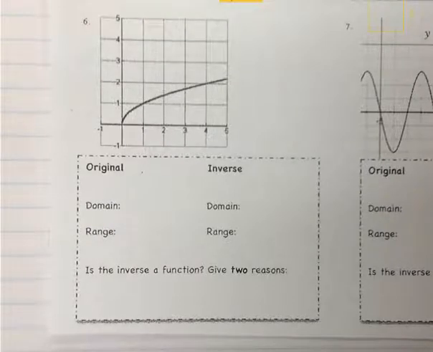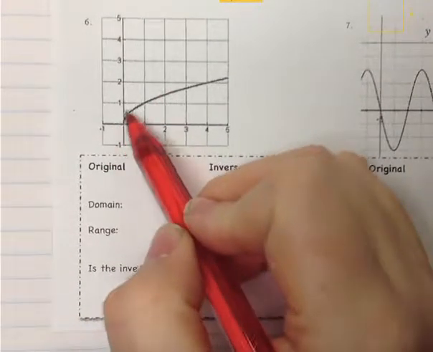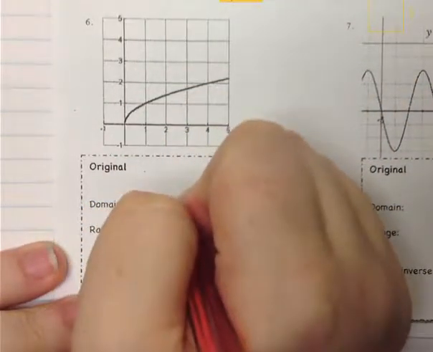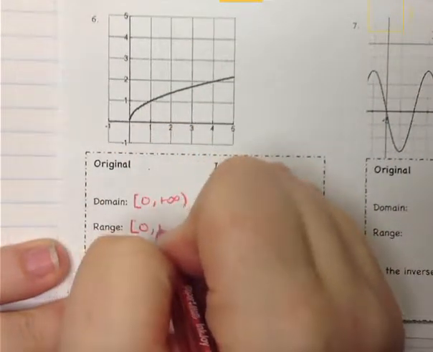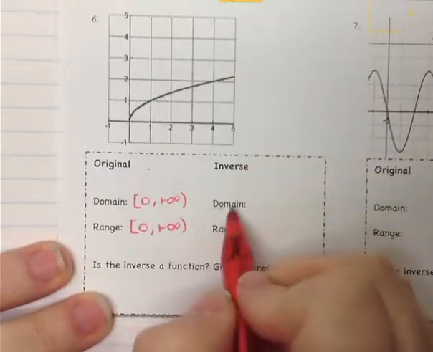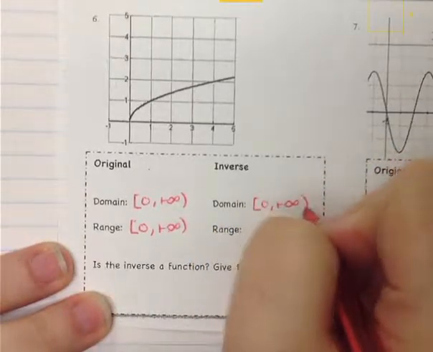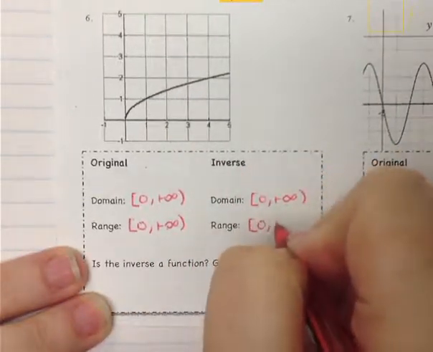We are going to find the domain and range of this. The domain of the original starts at 0 and goes off to positive infinity. So the domain is from 0 to positive infinity. And then the range also starts at 0 and goes off to positive infinity. So our range will be 0 to positive infinity. We can automatically find the domain of our inverse by finding the range of the original. We have 0 to positive infinity. The range of the inverse will be the domain of the original, so it will also be 0 to positive infinity.